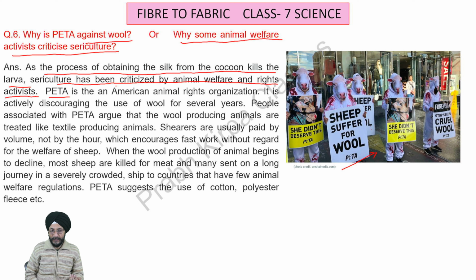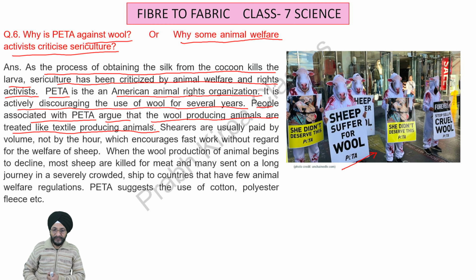PETA, what is PETA? PETA is an American animal rights organization. It has been actively discouraging the use of wool for several years. People who are associated with this organization say that these wool producing animals are treated like textile producing animals because we get wool from them, and that wool is used in textile.